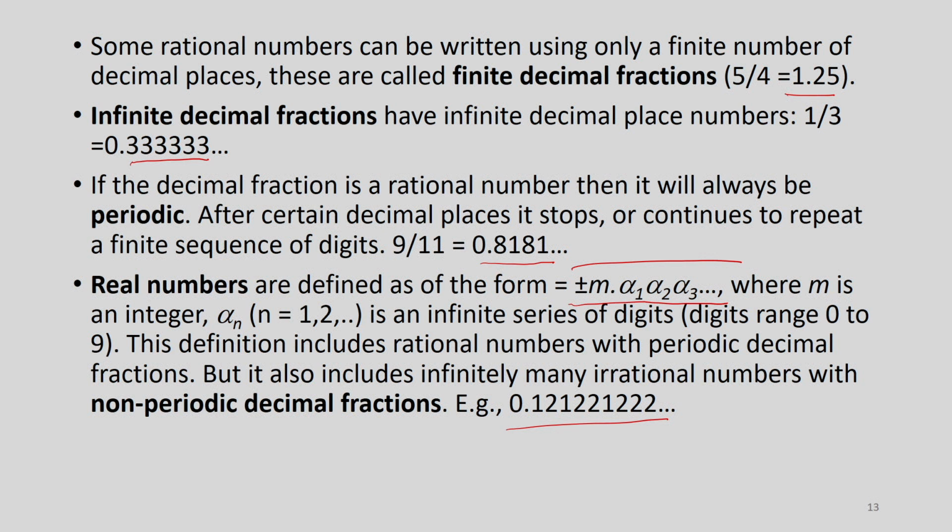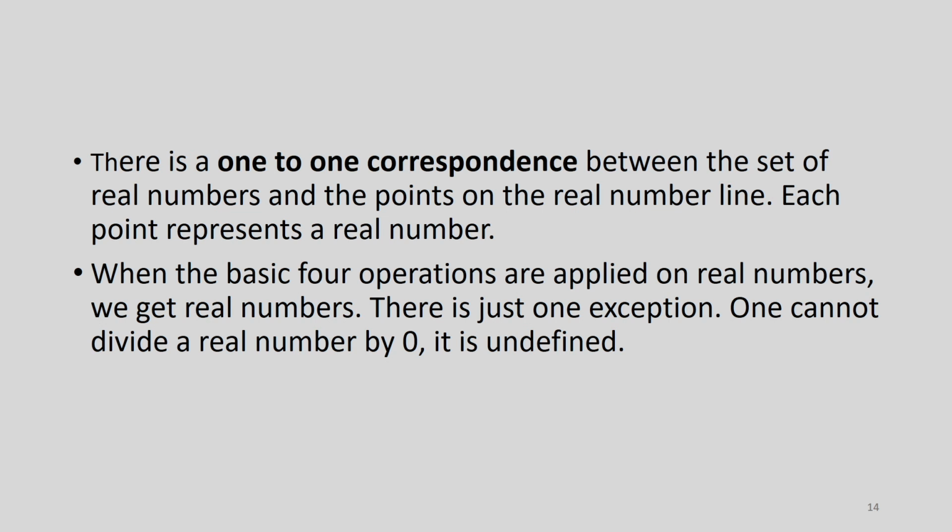There is a one-to-one correspondence between the set of real numbers and the points on the real number line, which means if you take any real number and you plot that on a real number line and you plot all the real numbers, then this real number line will be completely full. There will not be any gaps in that, and that means that every point on the real number line represents a real number. When the basic 4 operations are applied on real numbers, we get real numbers.